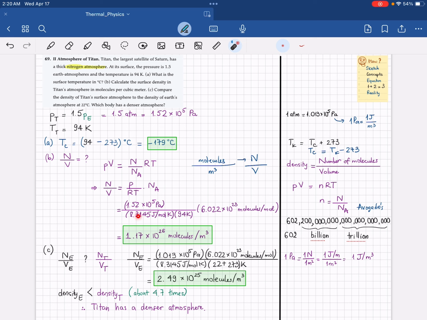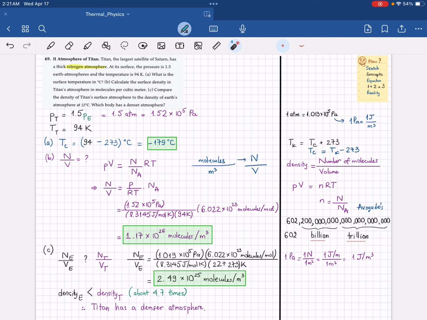So this is just plugging in the values, and you can see that the units will cancel out, and what is left is just the number of molecules over the meter cube. Sounds good? So then we are done with question B as well, and that's pretty huge, right? Like 1.17 times 10 to the 26. That's a lot. Now they ask us to do the same for the Earth, and also at a different temperature, which is supposed to be a very cool temperature that people will enjoy. I don't think that anyone will enjoy this temperature. We could have been dead at this temperature.